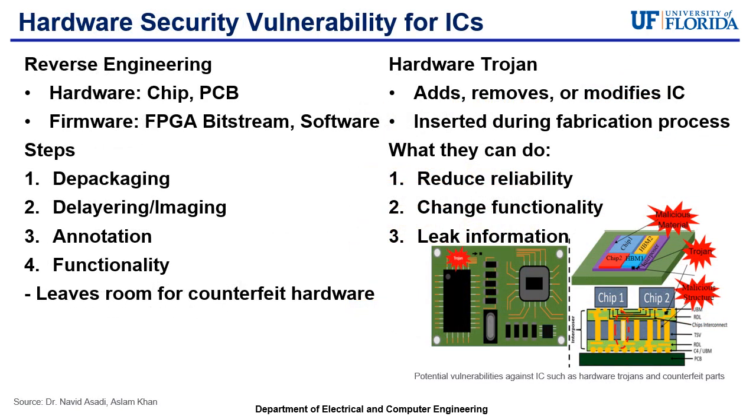One of the advantages of NEMS is that they can be a solution to hardware security vulnerabilities for integrated circuits. Some of these vulnerabilities are reverse engineering and hardware trojans. Reverse engineering can affect the hardware such as the chip itself or the PCB. Reverse engineering can leave room for counterfeit hardware to pop up, reduces reliability, and introduces more vulnerabilities into technology. Hardware trojans, on the other hand, can modify ICs directly and are inserted during the fabrication process. They can also reduce reliability of technology, change functionality, or even leak information.